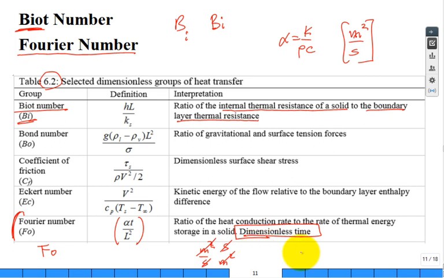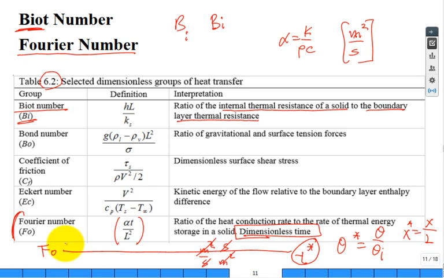The book sometimes uses a t asterisk for dimensionless time, or uses the asterisk for a dimensionless property. Like theta asterisk, which is theta divided by theta initial. It's a temperature difference divided by a temperature difference, so it's a dimensionless temperature difference. They'll use x asterisk, which is the location x divided by L, a dimensionless location.